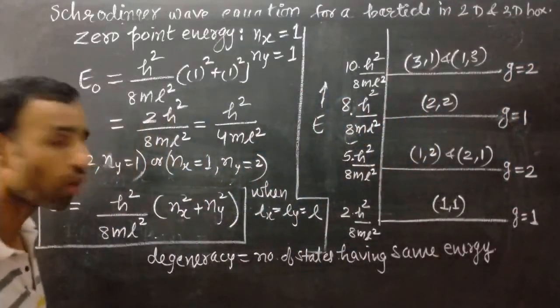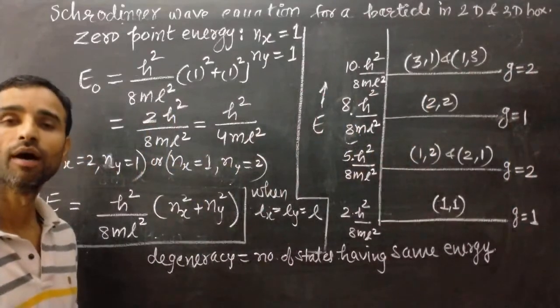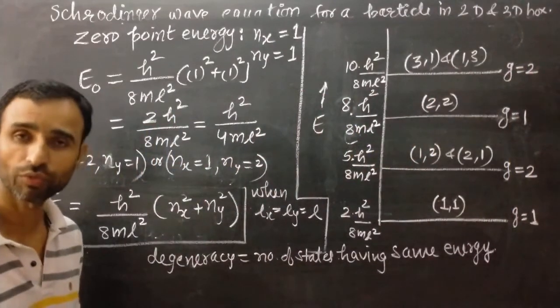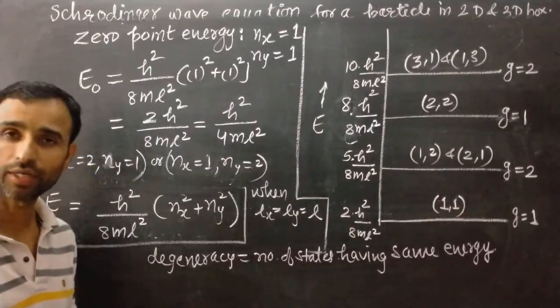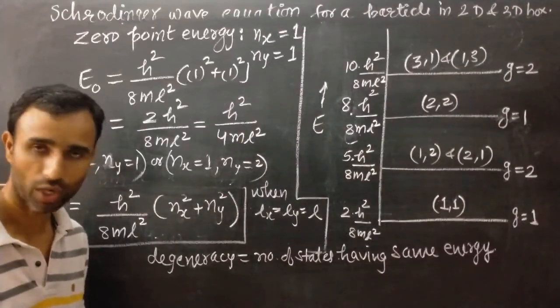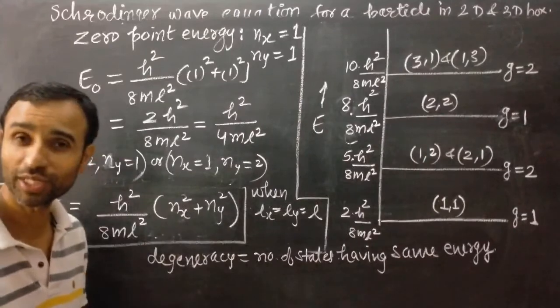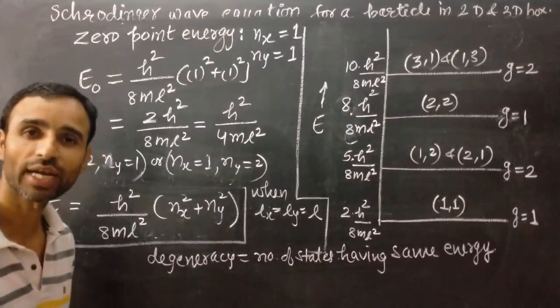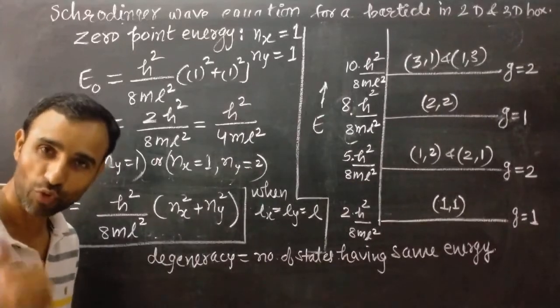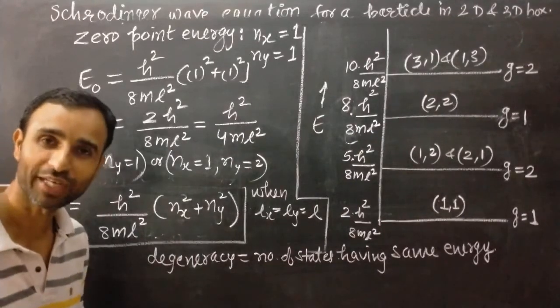So that's all about the Schrodinger wave equation and total energy for a particle in a one-dimensional box. Sorry, for a two-dimensional box. So we will derive for a three-dimensional box in our next lecture. So keep watching and wait for my next lecture.